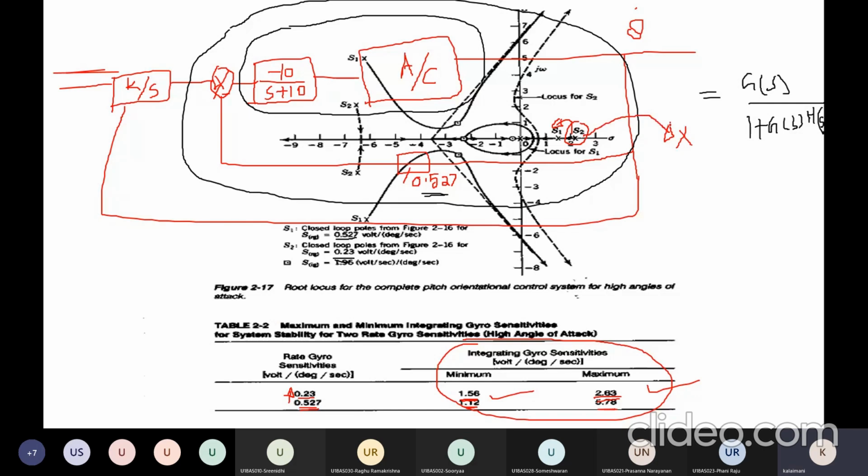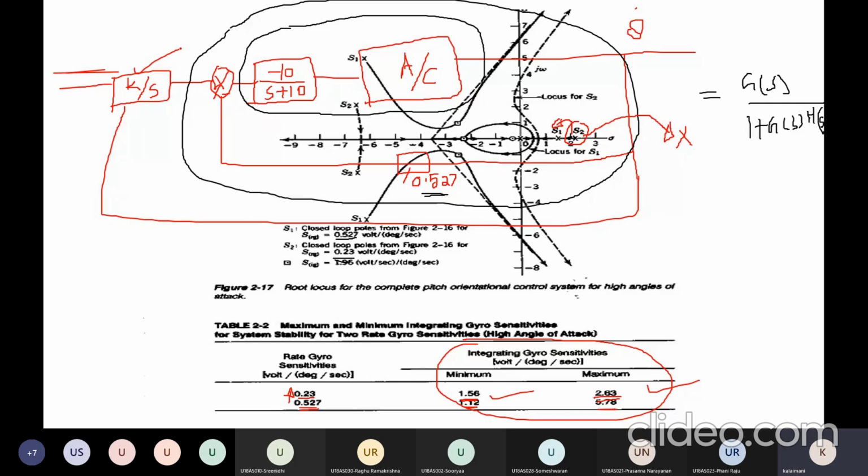So while increasing the rate gyro sensitivity, the location of poles in the right hand side plane tends to move towards the left hand side of the S plane. If the poles are shifted from the right hand side of the S plane to the left hand side, then the system becomes stable. So if we select a wider range value of the rate gyro sensitivity value, it allows us to select a higher value of the integrating gyro sensitivity value, this K value.